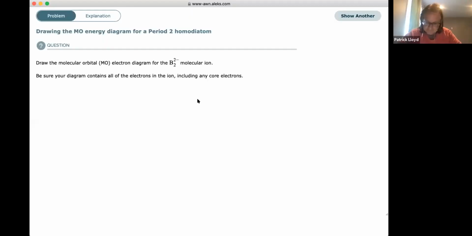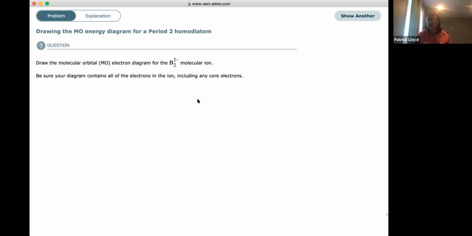Okay, so let's take a look at this one. Drawing the MO energy level diagram for a period 2 homodiatom. I've never heard that term, homodiatom. Generally they're called homodiatomics, but that's fine. So 2 atoms of the same element, homo means the same element. We're not going to do any more complicated than that.